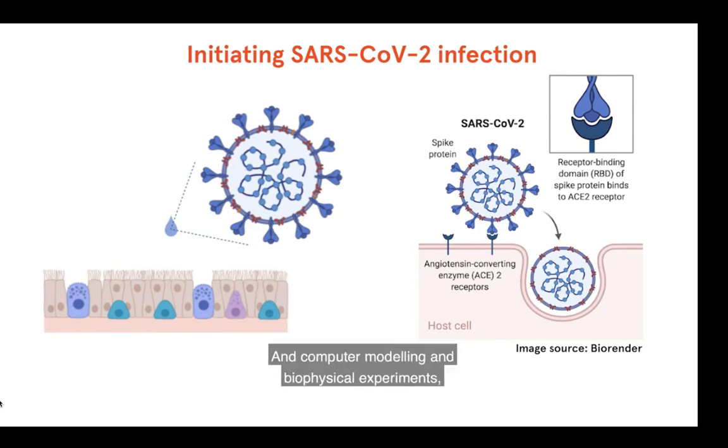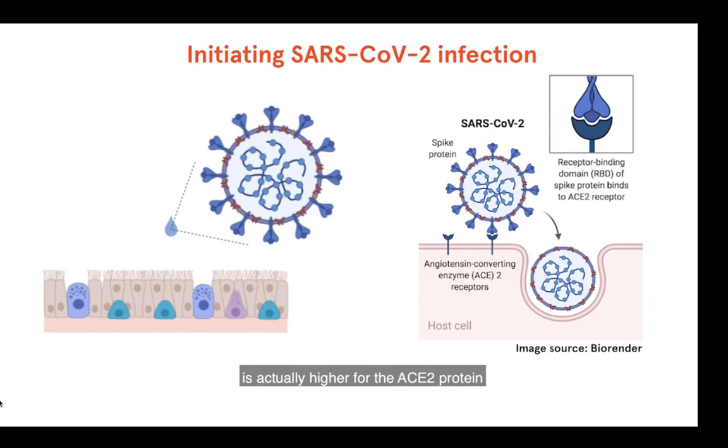And computer modeling and biophysical experiments have shown that the affinity of the SARS coronavirus 2 spike protein is actually higher for the ACE2 protein than it was for the original SARS virus. And this is thought to contribute to the increase in transmission ability of this new coronavirus.